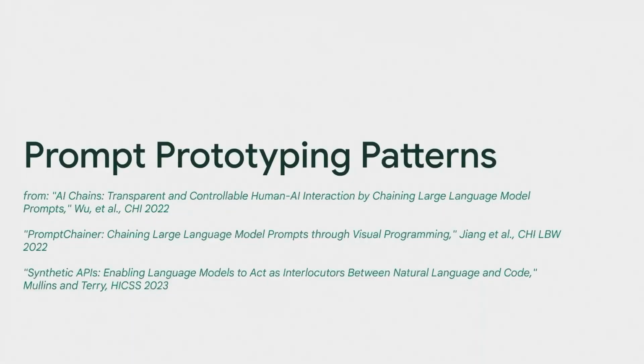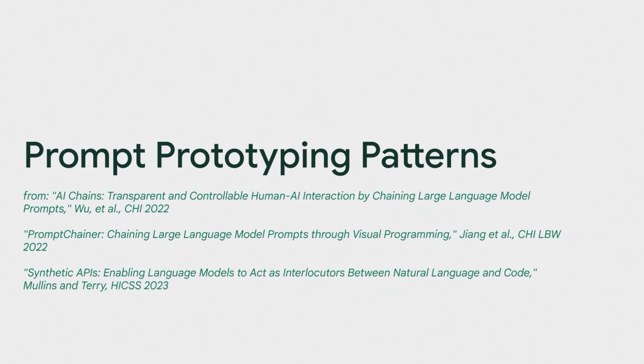All right, so I've given you a sketch of the prototyping possibilities, a design space, and then some of the things that we've seen with prompting used in practice. Let's talk about a few prompt prototyping patterns that we found to be useful. And these come from some papers that I actually heard people citing today, which was fun and interesting. So AI Chains at CHI, PromptChainer also at CHI.